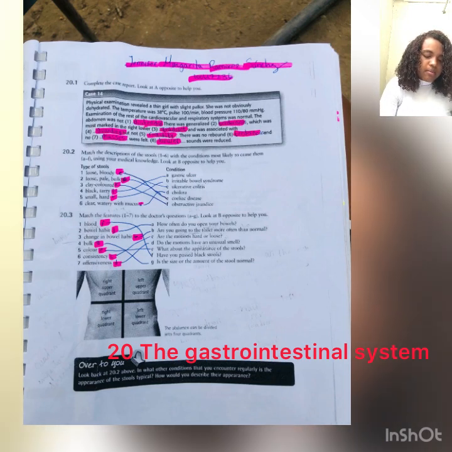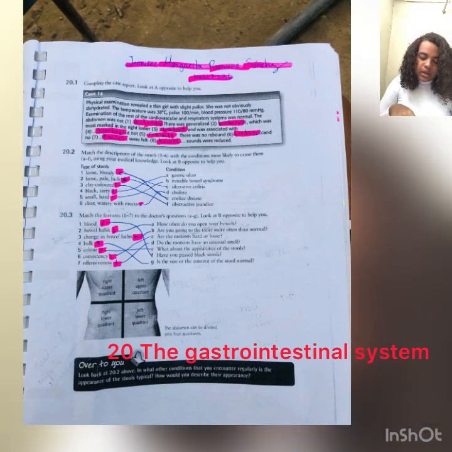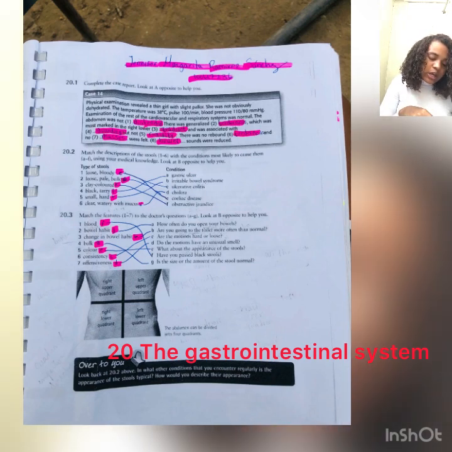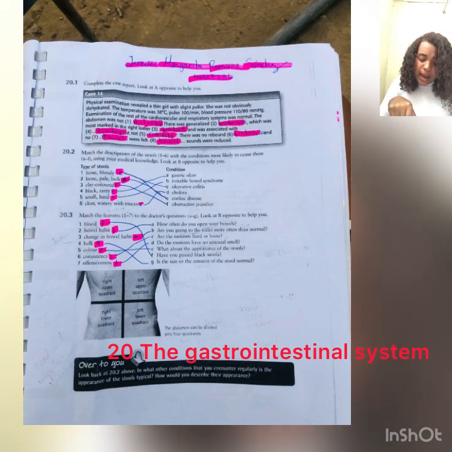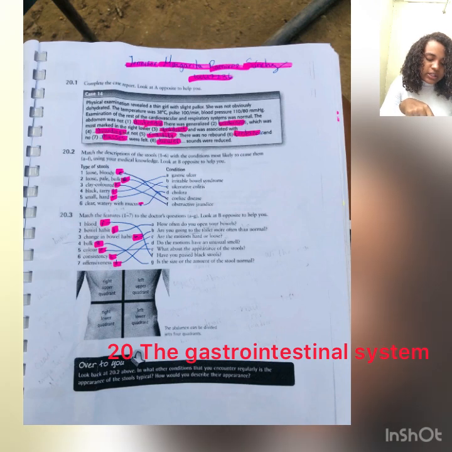20.3. Match the phrases 1 to 7 to the doctor's questions A to G. Look at it opposite to help you. Number 1. Blood. Have you passed blood in your stool? Number 2. Bowel habit. How often do you open your bowels? Number 3. Change in bowel habit. Are you going to the toilet more often than normal?